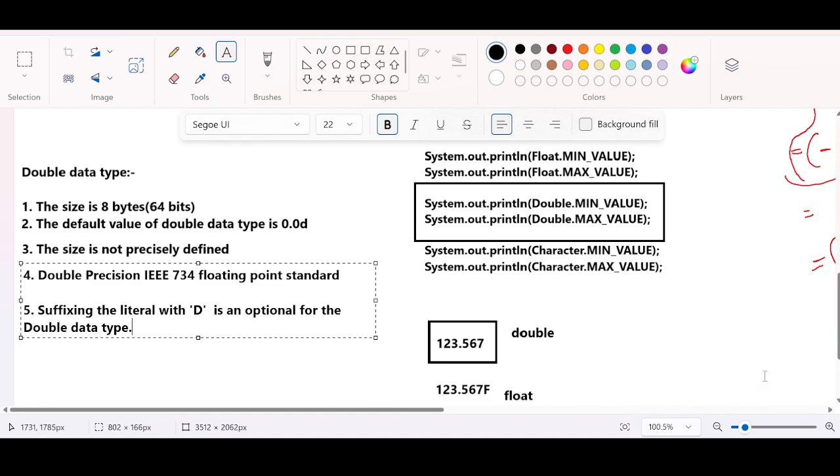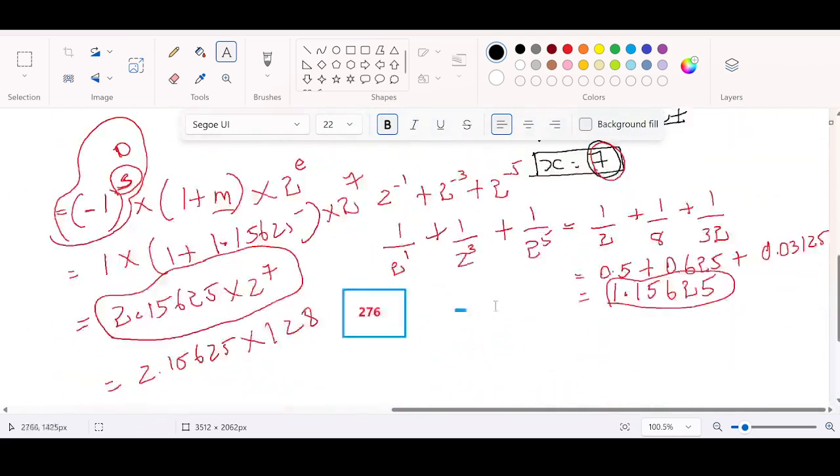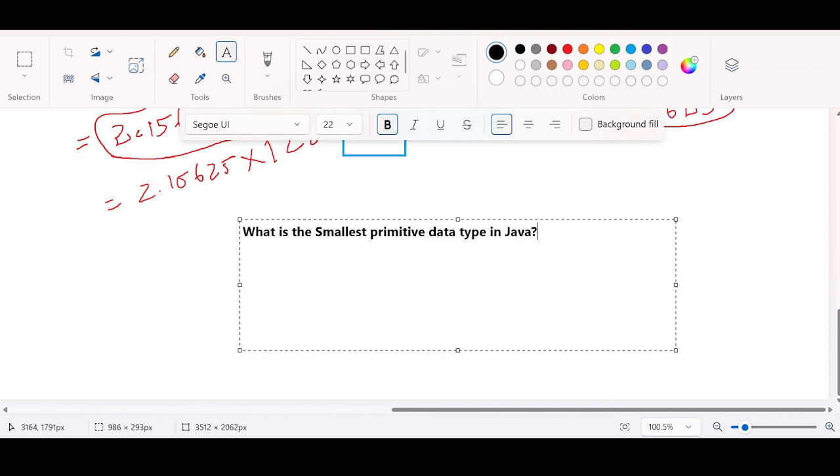That's it. Now I will ask you a few questions. Just try to think and answer. Okay, think and answer. Don't answer it just like that. If I ask you what is the smallest primitive data type in Java, what is the answer? Anyone? Second question. How many primitive data types are there? At least answer this question. In Java.